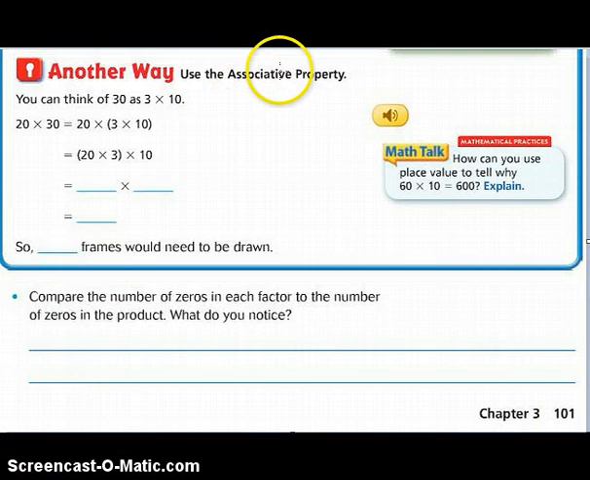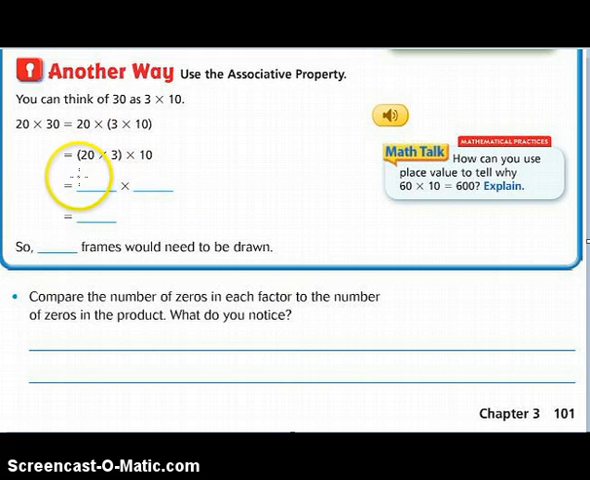So another way is to use the associative property. You can think of 30 as 3 times 10, right? Well, 20 times 30, you can think of 20 times 3 times 10. Or, it's the same thing using the associative property as saying 20 times (3 times 10).